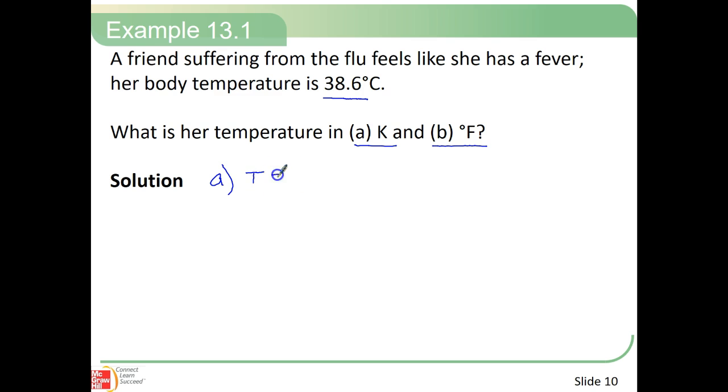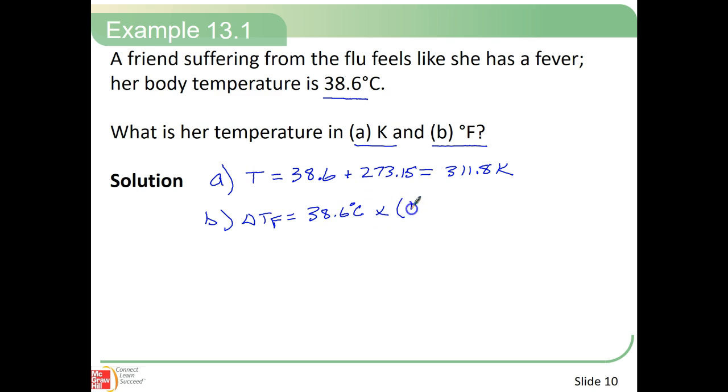So temperature in Kelvin here should be equal to 38.6. That's degrees Celsius, but that is a temperature change plus 273.15. When you add the two together, you get 311.8 Kelvin. So pretty easy. For Fahrenheit, we're just going to say that the change in temperature in Fahrenheit is equal to 38.6 degrees Celsius times that 1.8 degrees Fahrenheit for every degree Celsius.